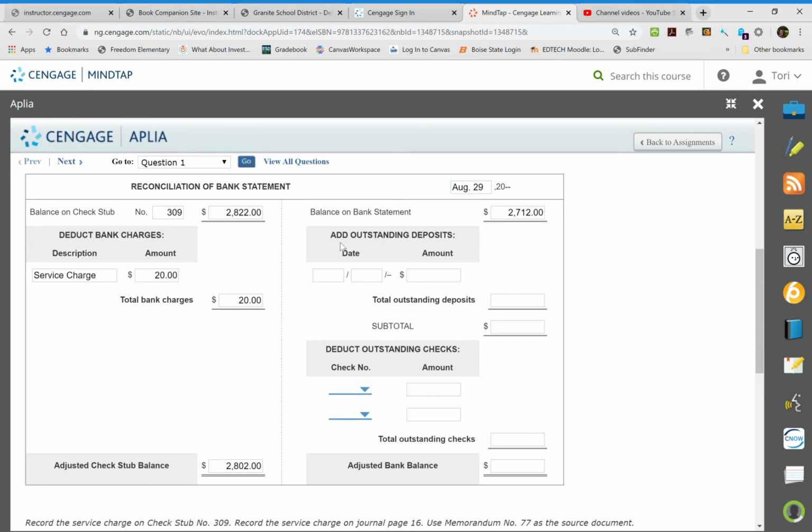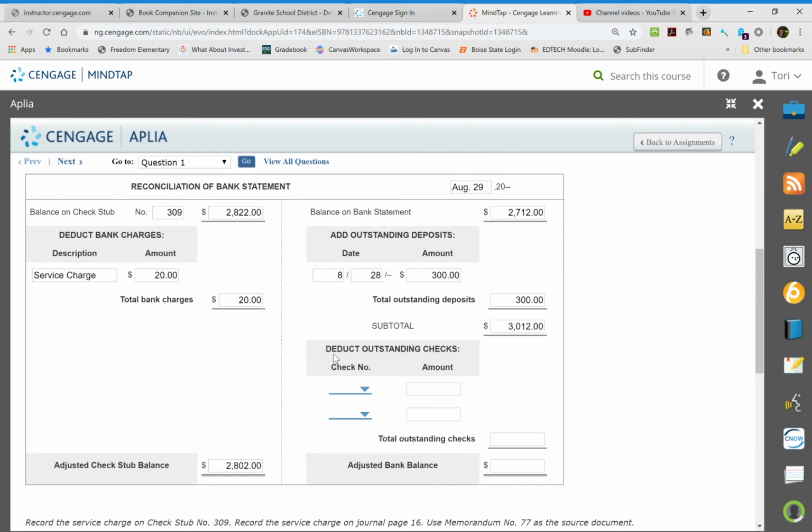Then we have outstanding checks. These are checks that have not been cashed and they've exceeded the date, which is 90 days. So we need to make sure that that money now goes back into your account. And we have one of those checks for $300. We're totaling out our outstanding checks. So we only have one, which is $300. Now we need a subtotal. So we'll take our balance on the statement and add in our total outstanding deposit.